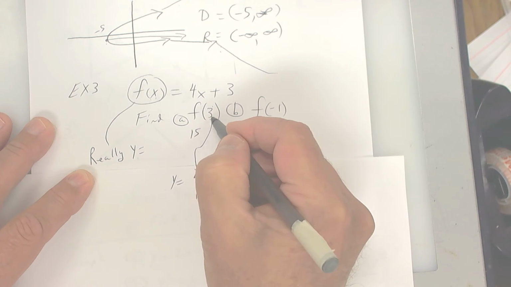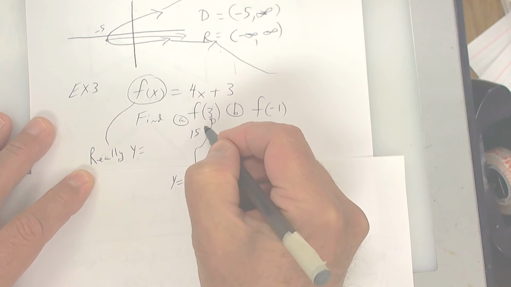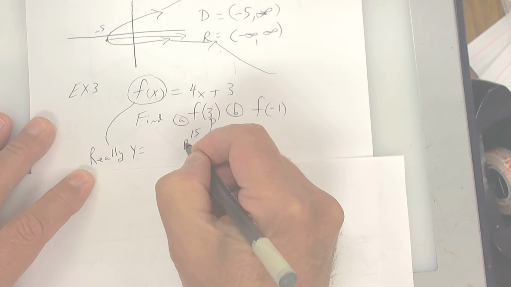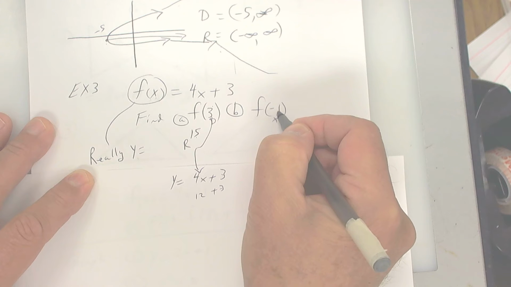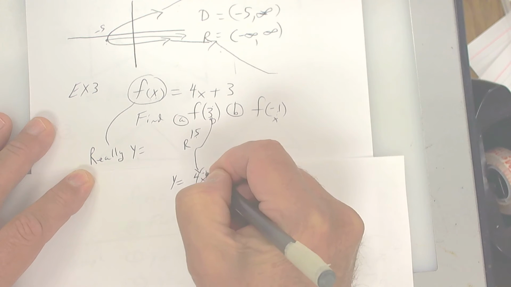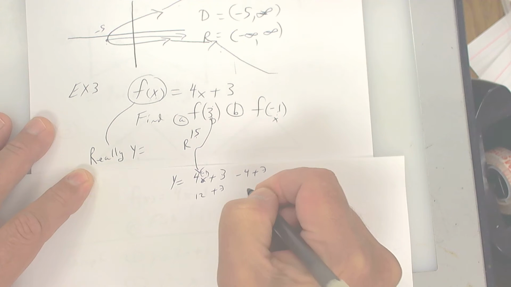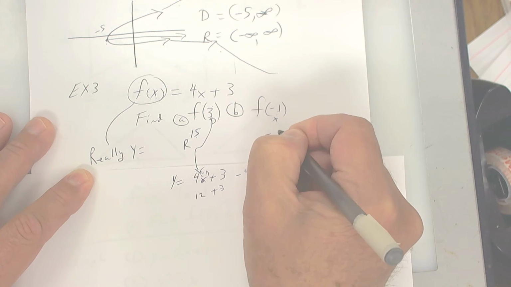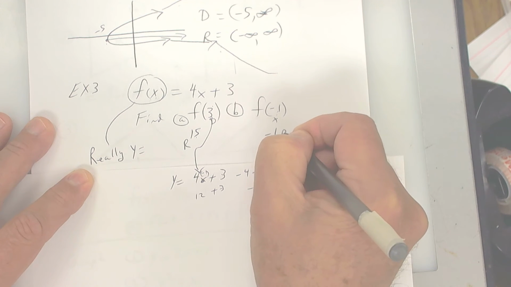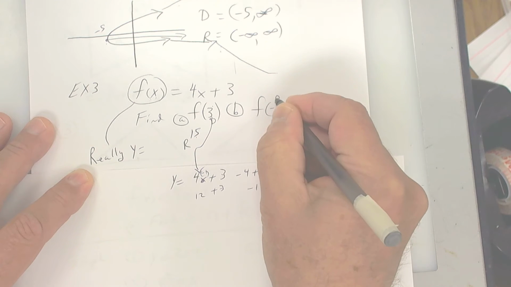Okay, this is your x, that's your domain. This is your range. All right, this is your x, so you're going to plug it in for your x, so that's a negative 1. Scratch out the x. So that's going to be a negative 4 plus 3 is a negative 1. So your range is also a negative 1. So domain and range.